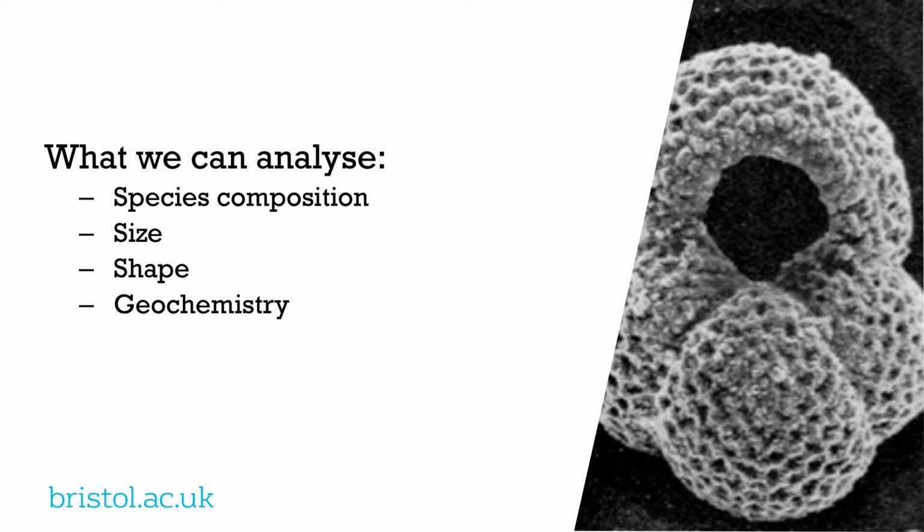Within a species, maximum size is usually a sign of optimal growth conditions, so we can infer things about temperatures and nutrient availability. We can also analyse shape. Some species have different shapes and morphologies based on the temperature. And finally, geochemistry. Analysing what the shells are made up of, we can link this to environmental variables such as temperature, sea ice coverage, and carbonate concentration.